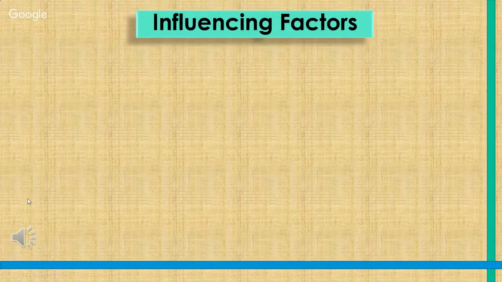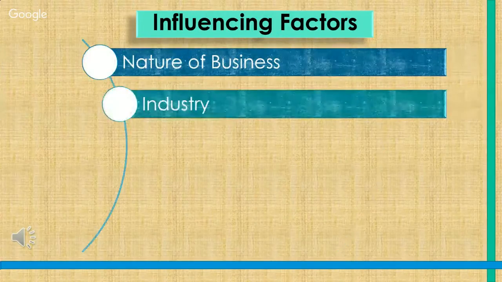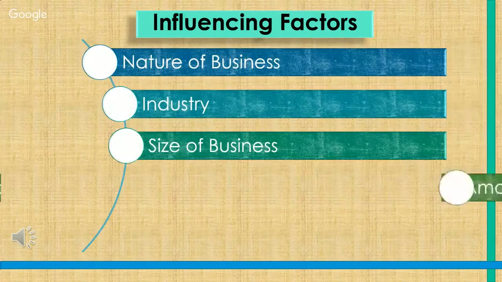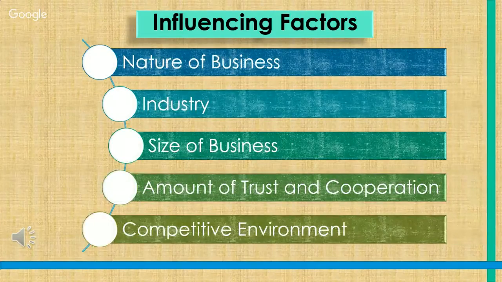Before we discuss each of the characteristics, examples, and relevance of each kind of project management culture, it is important to understand how they became incorporated into the organization. The factors that influence project management cultures in organizations are nature of the business, the industry, the size of the organization, the amount of trust and cooperation, and the competitive environment.